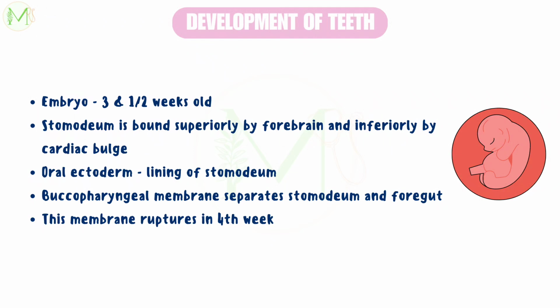When the embryo is about 3.5 weeks old, the stomodium, also known as the primitive oral cavity, is bound superiorly by the forebrain and inferiorly by the cardiac bulge. The oral ectoderm lines the stomodium, which is a stratified squamous epithelium. This oral ectoderm is separated from the endoderm of the foregut by a membrane called the buccopharyngeal membrane. But this membrane ruptures in the 4th week and it leads to a connection between the stomodium and foregut.